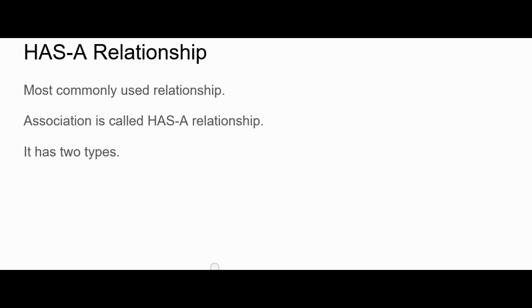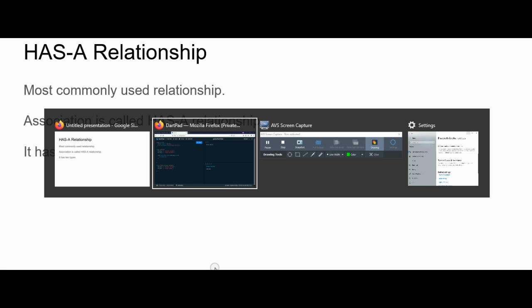This is the most commonly used relationship you will ever come across. In every part of Dart and Flutter, you will see this has-a relationship. You might not know what it is, but I'll tell you. Association is called the has-a relationship. Leave aside the types. What is this? I'll tell you here.